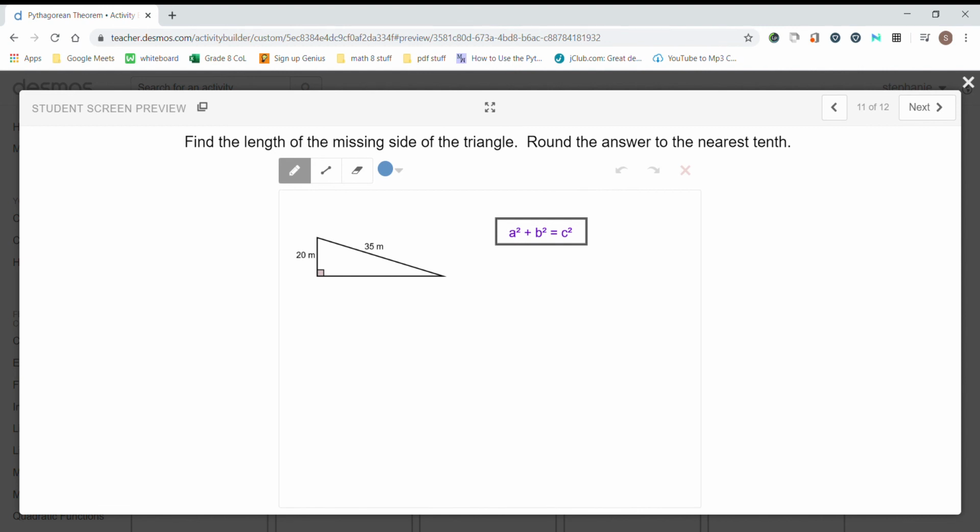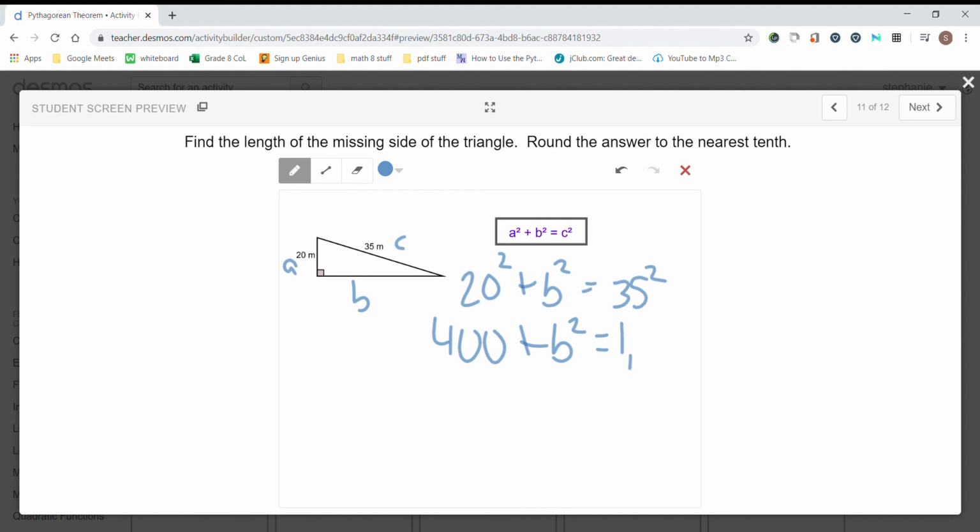All right, so label A, B, C. We are missing B. So A squared is 20. We don't know B. C is 35. So I have 20 times 20 equals 400. 35 times 35 equals 1,225. So you need to ask yourself, can I add these together?